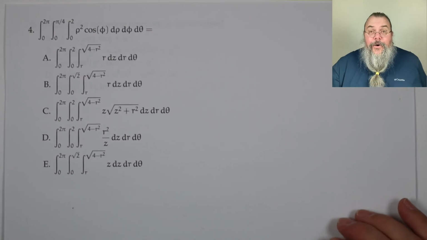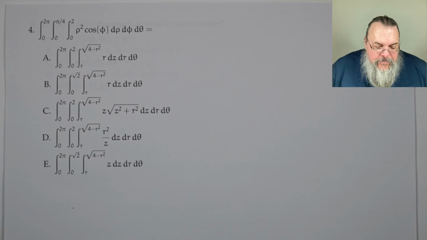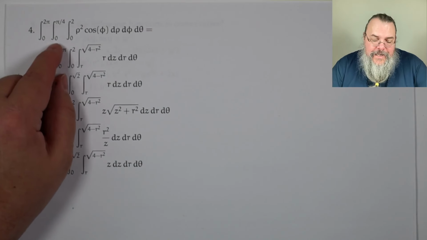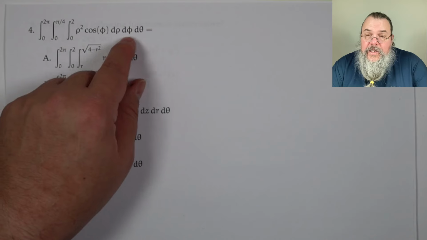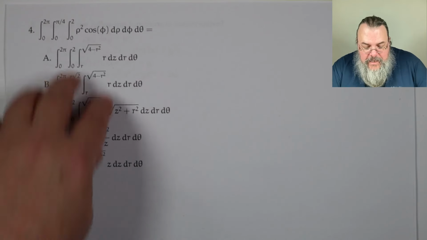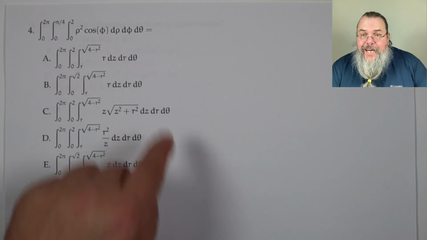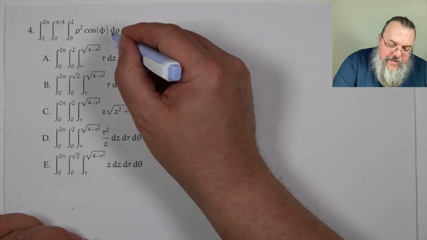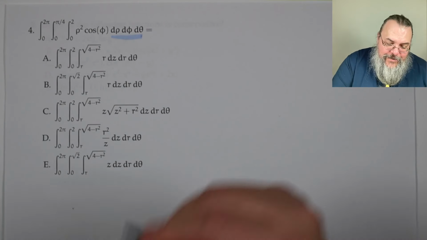Let's keep going now with number 4. Woohoo! Okay. What do we have? Integral 0 to 2 pi, integral 0 to pi over 4, integral 0 to 2, rho squared cosine phi, d rho d phi d theta equals, and then we have a bunch of choices, but notice what do they have? They all have dz dr d theta. So we're like, oh, we recognize these things. These rho phi thetas, what is that telling us? Well, that tells us that we're starting in spherical.